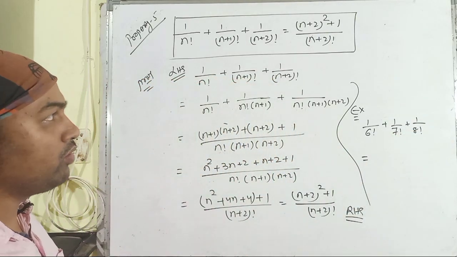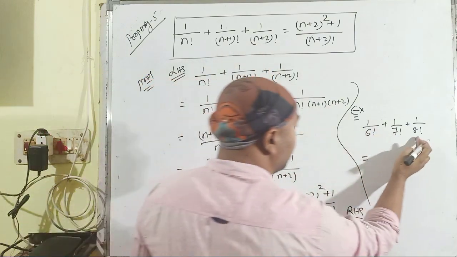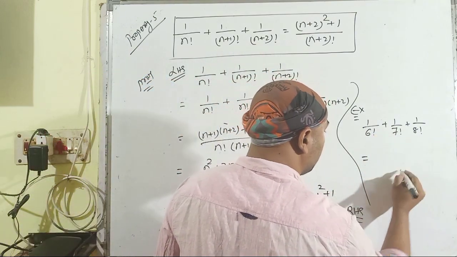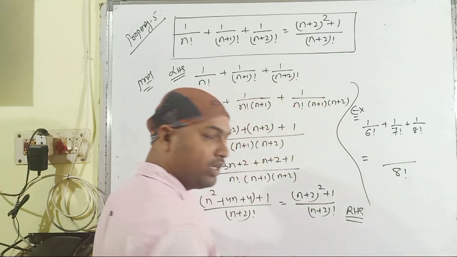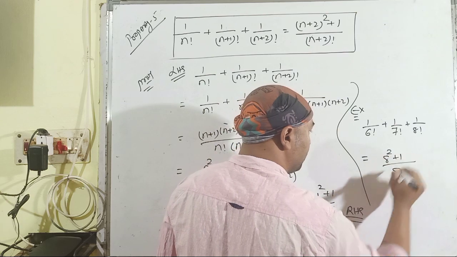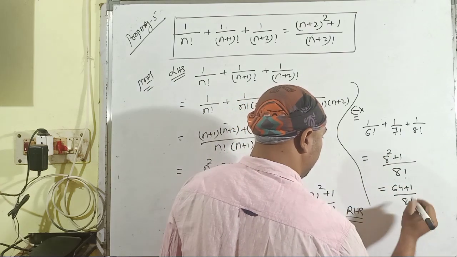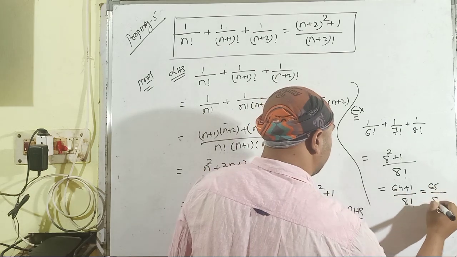Then first of all you have to find the greatest factorial. The greatest factorial is n plus 2, and here the greatest factorial is 8 factorial. So write 8 factorial in the denominator, then the square of 8 plus 1, that means 64 plus 1, divided by 8 factorial, that means 65 by 8 factorial.